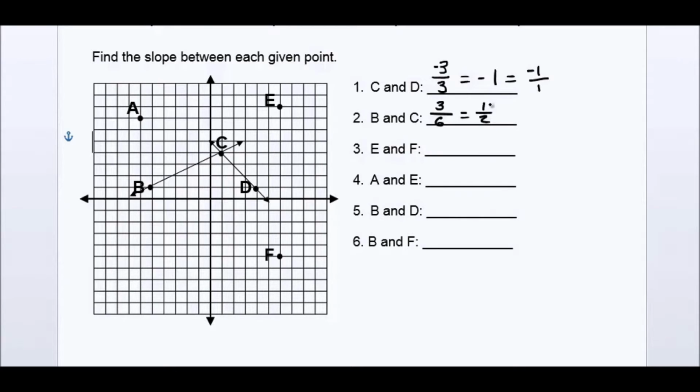You could also say the rise over the run. Rise means you go up, and then you fall, you go down. Run, you go left or right. You can't run up or down. So this is 1 over 2. Up 1, 2 to the right.